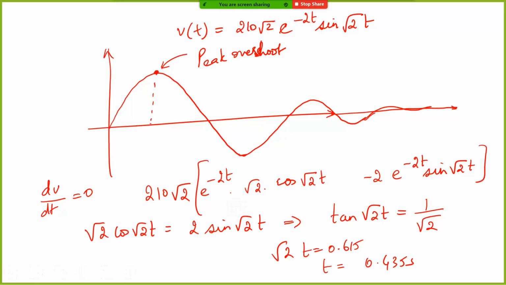Now what is v of t for 0.435 seconds? This we have found out, this is 0.435 seconds. Now what is the value of this? That is nothing but 202 root 2 into e raised to minus 2 into 0.435 into sine of, again make sure that you are having it in radians, otherwise you will be looking at very wrong answers. 71.805. Correct. So this value is 71.8 volt.